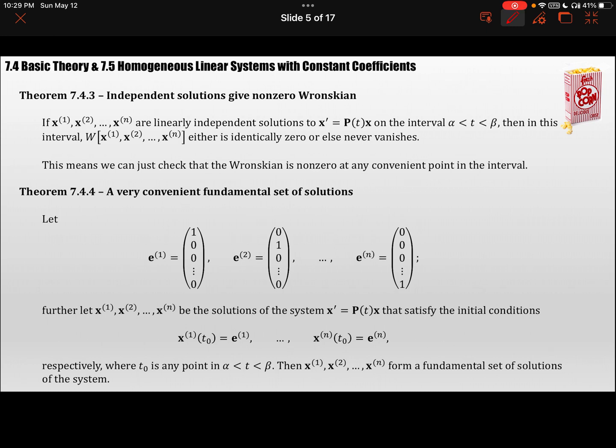I guess I should just say it's a very convenient fundamental set of solutions, for reasons that you'll see in a future section. These are very convenient initial conditions that will make our math quite a bit easier later. So it's worth mentioning right now that that's a nice set of initial conditions. I guess that's all I'll say for now.